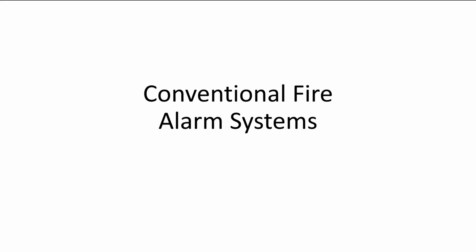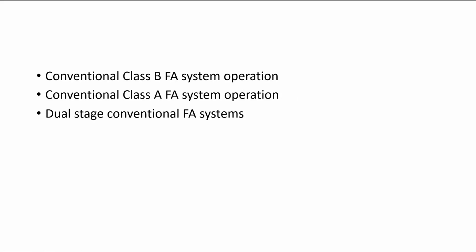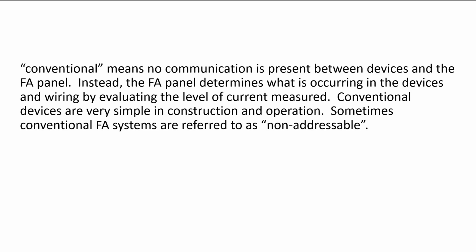Conventional fire alarm systems. In this presentation, we're going to be looking at conventional Class B, conventional Class A, and dual stage conventional fire alarm system operation. Conventional means no communication is present between the devices and the fire alarm panel. Instead, the fire alarm panel determines what is occurring in the devices and the wiring by evaluating the level of current measured.